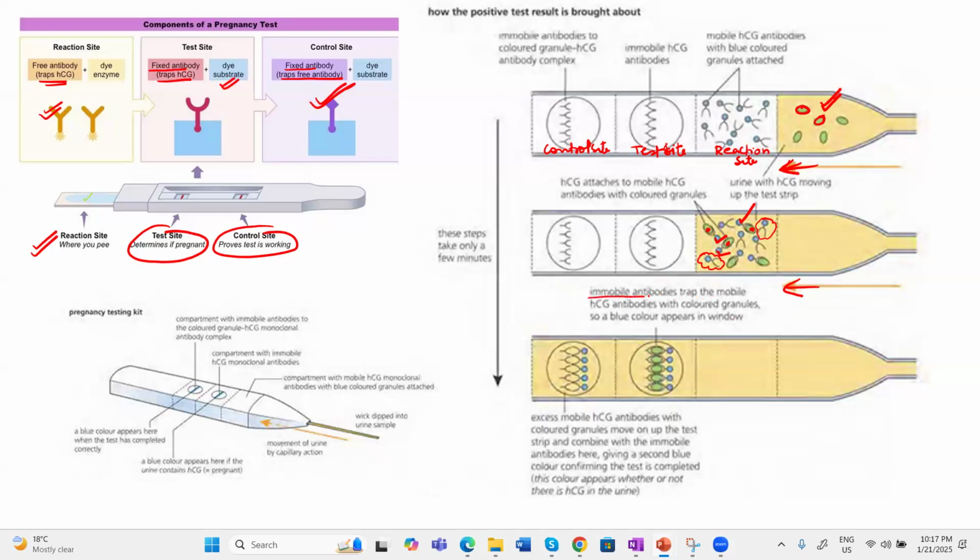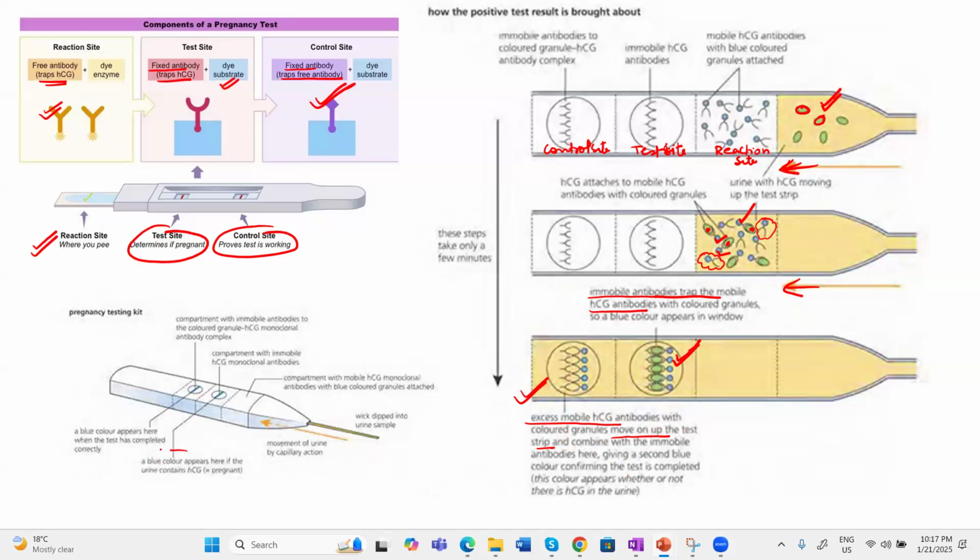The immobile antibodies, meaning the fixed antibodies, will trap the mobile HCG antibody. Is it clear? They will trap only those antibodies which have bound with HCG. And those antibodies which are free, the excess mobile antibodies, will move past the test site. From the test site, they will come to the control site. This is the control site. And here what will happen? They are binding. Because of this, color will also come.